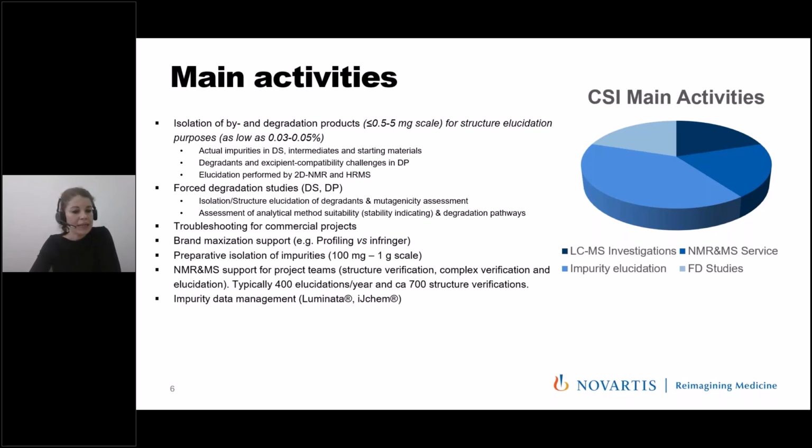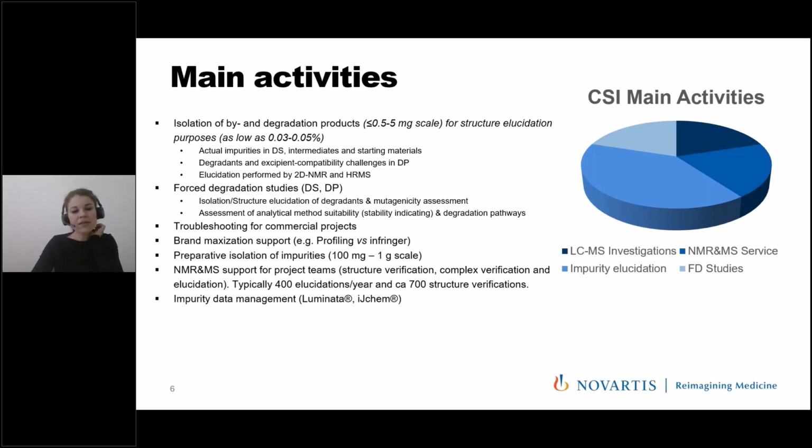We are also involved in the assessment of the analytical method suitability, meaning if the method is stability indicating, and also in the definition of the degradation pathways. Of course, as I was saying before, we don't only work for clinical projects, but also for commercial projects whenever there is an out of specification result or troubleshooting for these products.